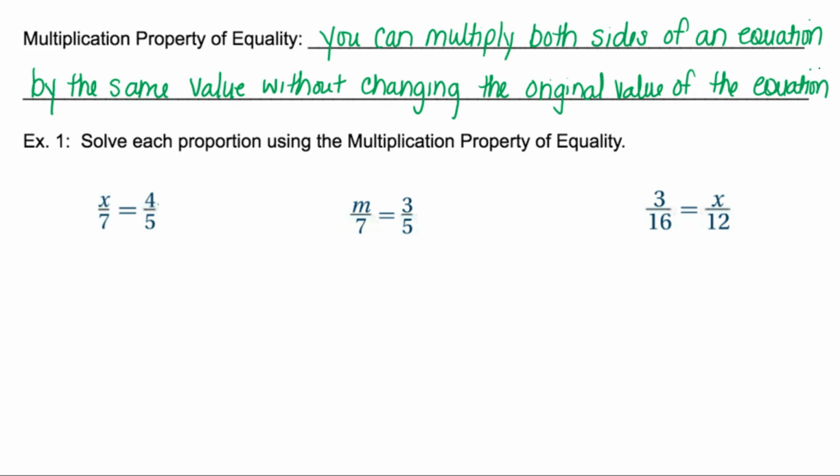Again, this is something we were doing. If we had x divided by 4 equal 10, we were multiplying both sides by 4 to get x equals 40. So again, that multiplication property of equality means we're multiplying both sides of an equation by the same thing. Because we're doing that, we're keeping that equation balanced, and we aren't changing the meaning of the problem.